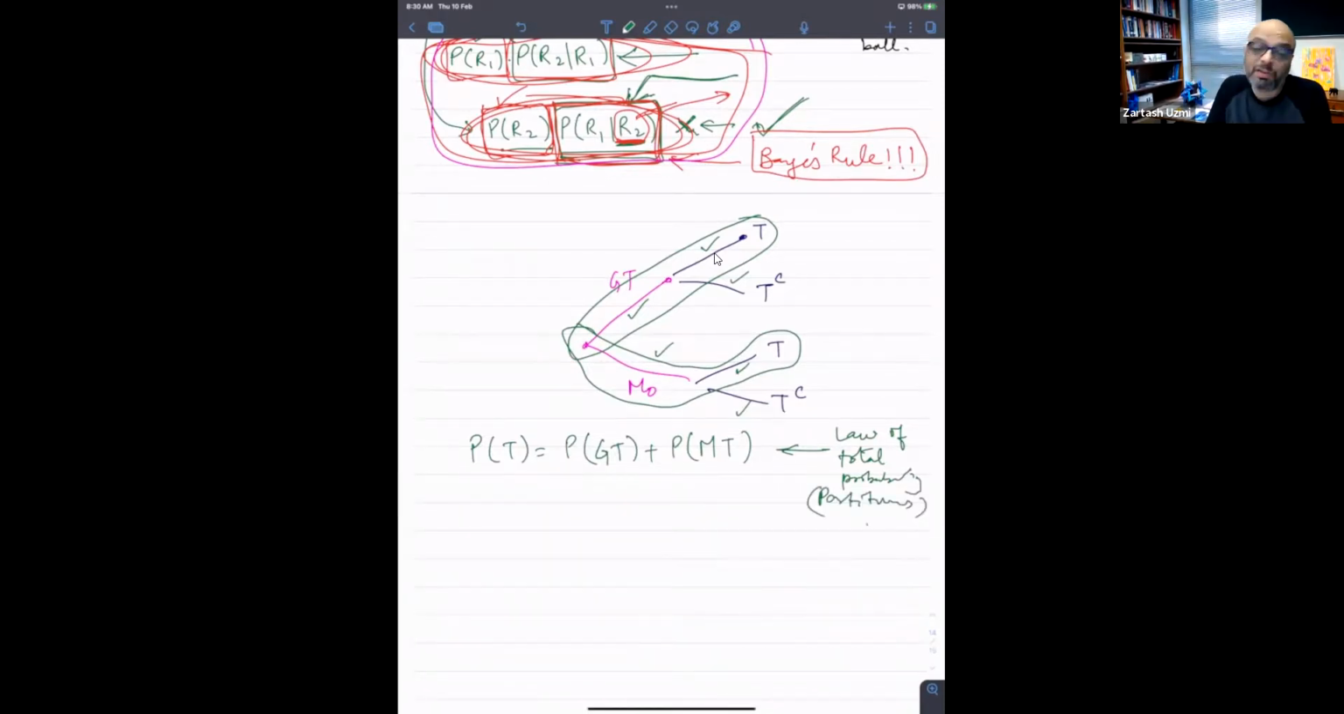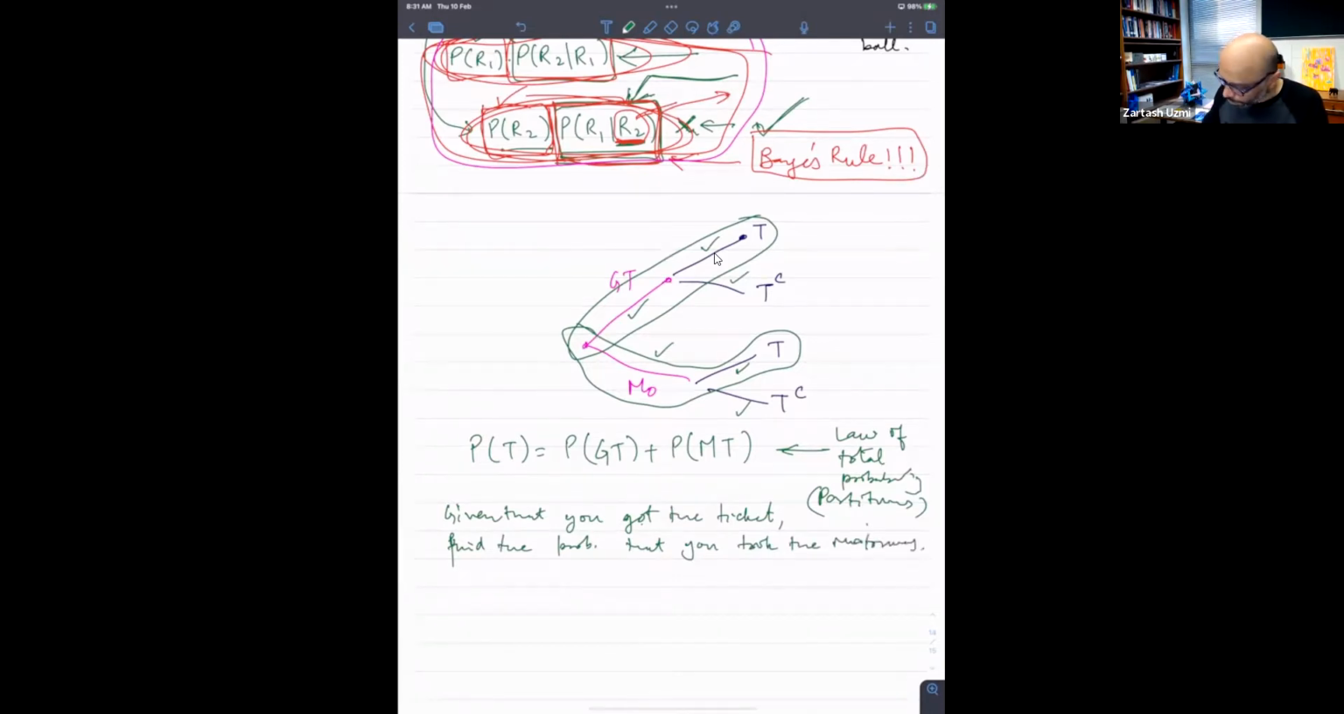But if I ask you the flip question, I ask you the question that, given that you got the ticket, find the probability that you took the motorway. So I have to answer this: probability of M given T.